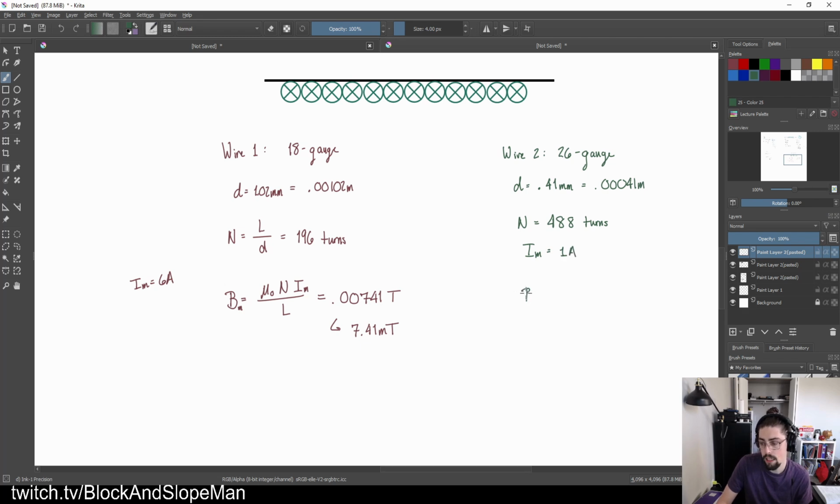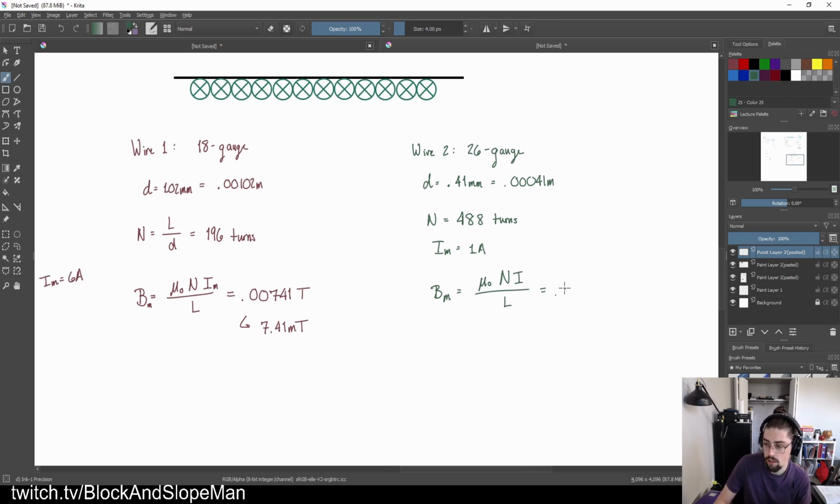So if we plug this into our equation, the maximum magnetic field that could be generated from our 26 gauge solenoid is actually only 0.00307 Tesla, or only 3.07 millitesla. So that means wire 2 is out. There's no way it could work. So then we know which wire we're going to use to make the solenoid.